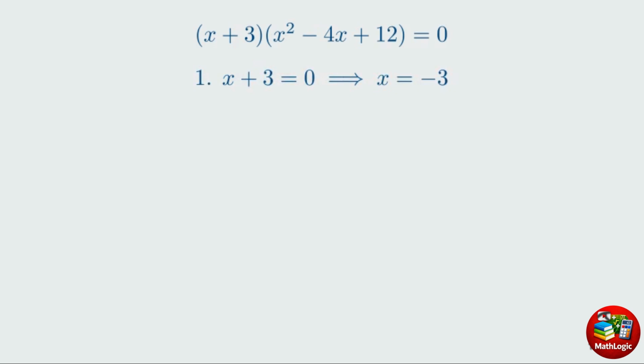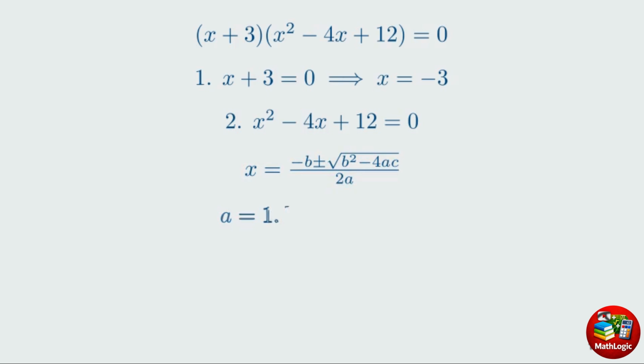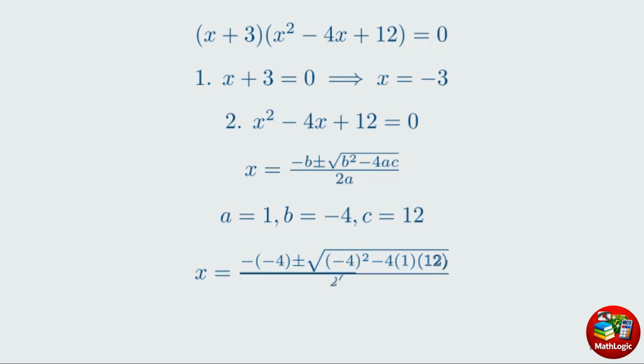Second, we set the quadratic factor to 0. We need to solve x squared minus 4x plus 12 equals 0. We can use the quadratic formula for this. The quadratic formula is x equals negative b, plus or minus the square root of b squared minus 4ac, all divided by 2a. In our equation, a is 1, b is negative 4, and c is 12. Plugging these values into the formula, we get x equals negative negative 4, plus or minus the square root of negative 4 squared minus 4 times 1 times 12, all divided by 2 times 1.